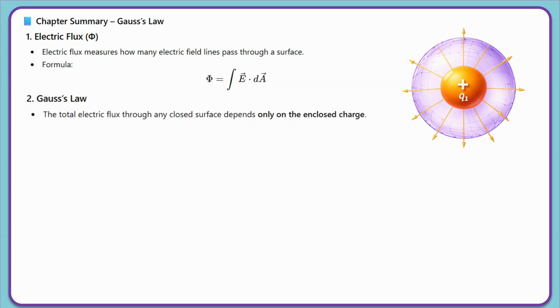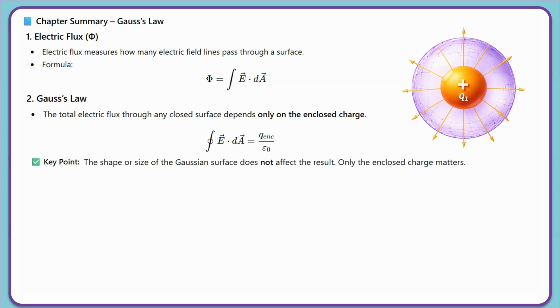Next comes the main result of this chapter, Gauss's law. It states that the total electric flux through any closed surface equals the enclosed charge divided by epsilon naught. One very important point to remember is that the size and shape of the Gaussian surface do not matter. Only the charge enclosed inside the surface determines the result. Now let's review the three most common symmetry cases.